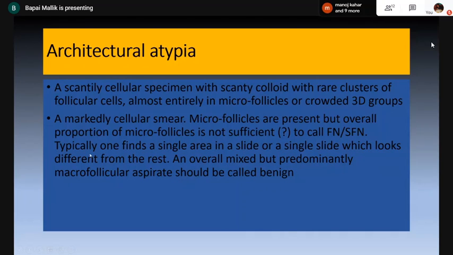Typically, this is the situation. One finds a single area in a slide, or a single slide, which looks different from the rest. An overall mixed but predominantly macrofollicular aspirate should ideally be called benign.